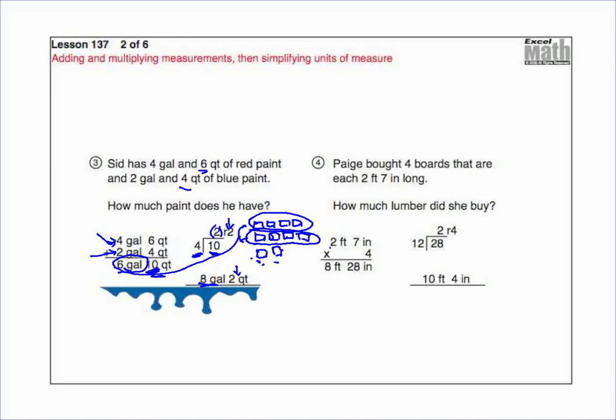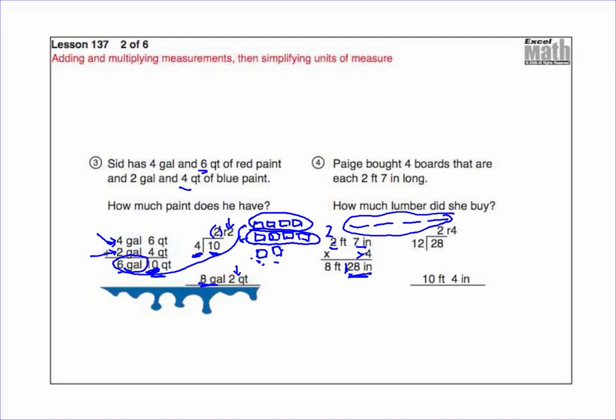So they're taking the 2 feet 7 inches and multiplying it 4 different times. 7 inches times 4 is 28. You cannot carry the 2 up here and put an 8 down there because these are not tens and ones. This is inches and feet. So I'm just going to keep the inches and feet separate here. 7 times 4 is 28 inches, because if you picture 7 inches, 7 inches, 7 inches, 7 inches all together, that's 28 inches.